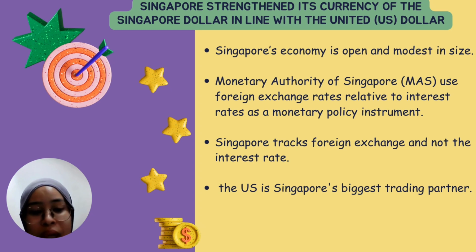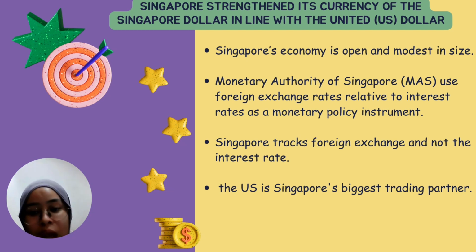The currency can be strengthened when Malaysia uses foreign exchange to help when the problem of inflation increases. Singapore can improve its competitiveness in global trade by manipulating the exchange rate, which can increase export and reduce the trade deficit. Third, Singapore tracks foreign exchange and not the interest rate. If Singapore focuses on managing its exchange rate with the US dollar as a monetary policy tool, it can ensure price stability in their country and increase economic growth.